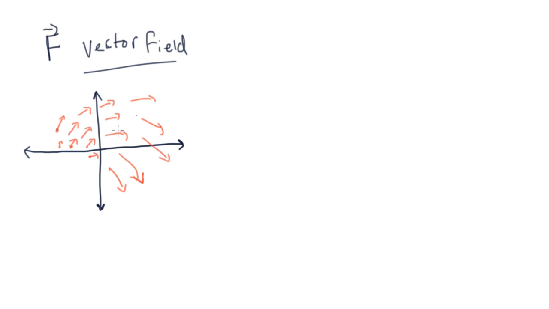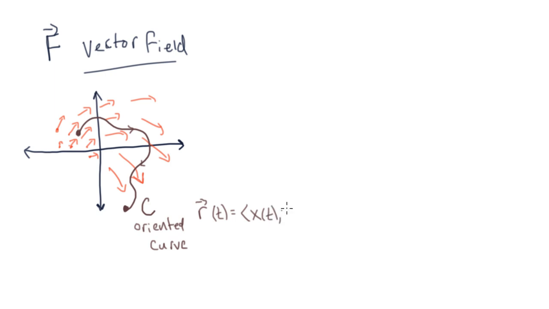Now within this vector field, suppose that I have an oriented curve like this. Let's give it a name: C is an oriented curve. And now, let's say that we have a parameterization of C as an oriented curve. C is going to be given by some function r of t, which is just x of t, y of t, since we're in the plane.